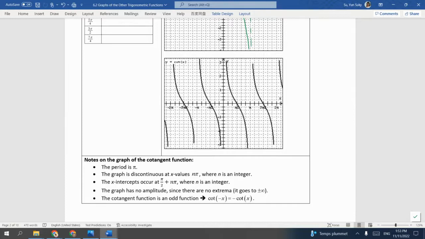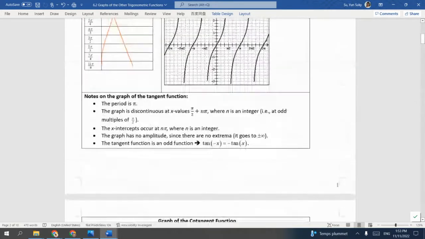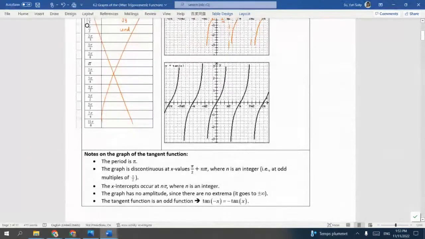The cotangent function is an odd function. Right, you see, cotangent is an odd function. You pick a point here, you rotate 180 degrees, you also get this point. So cotangent is an odd function. Similarly, tangent is also an odd function. We forgot to mention. If you start at any point here and rotate 180 degrees about the origin, the point is also on the graph. So this is an odd function.